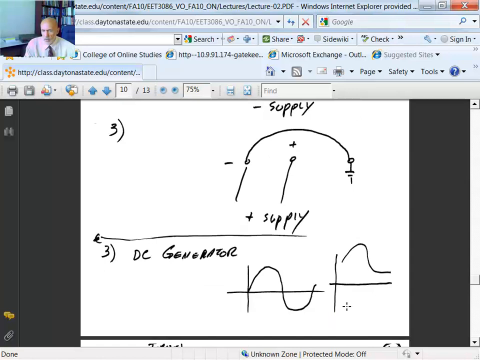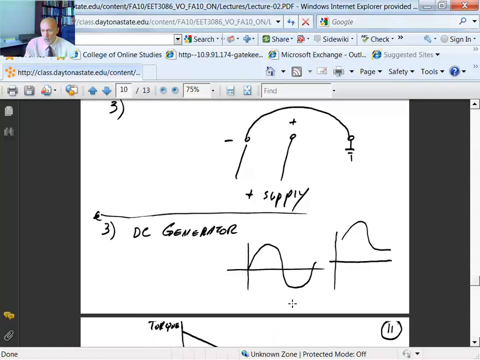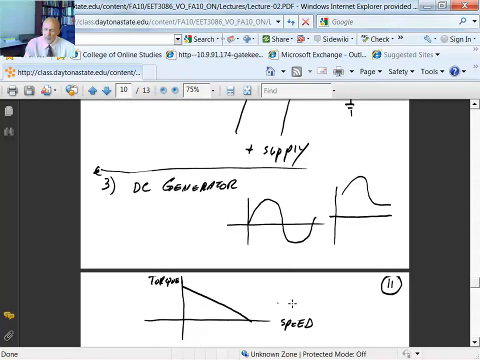And third is a DC generator. Again, all the DC generators, if you look at them, really generate an AC signal, and then they do rectification either externally, or mechanically with commutators. So you can do it with solid state, or with the mechanical commutators, with the brushes and the armature.